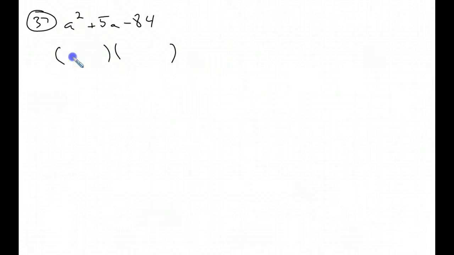So we have a times a will give us a squared. They multiply to be this number. They add to be our positive 5. So if they multiply to be a negative, the only two signs that they can be are plus and minus. The difference has to be 5. So I'm going to have 12 and 7 multiply together to be 84. So if I have plus 12 minus 7, 12 minus 7 will give me 5a as my difference.